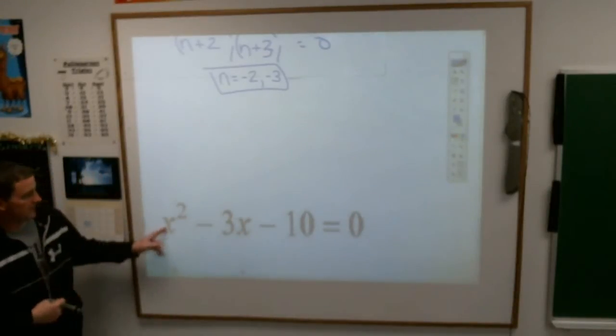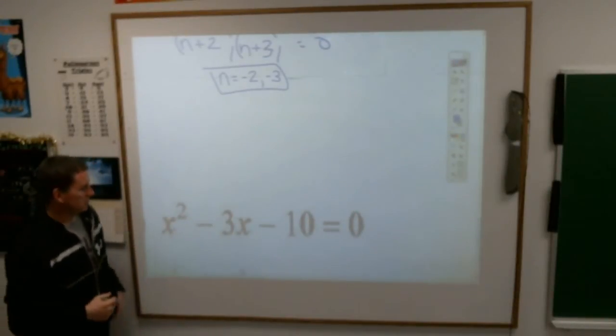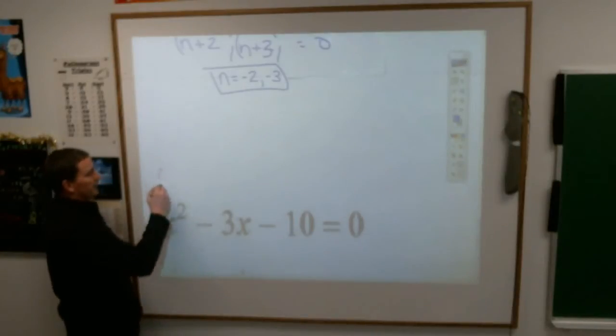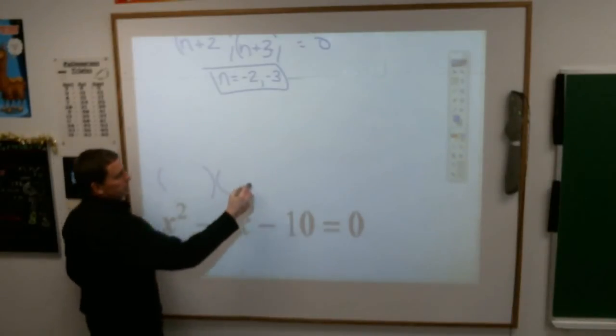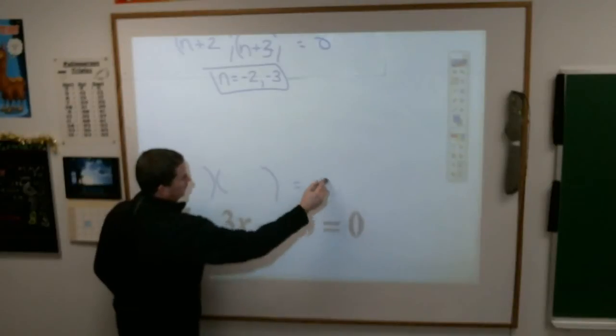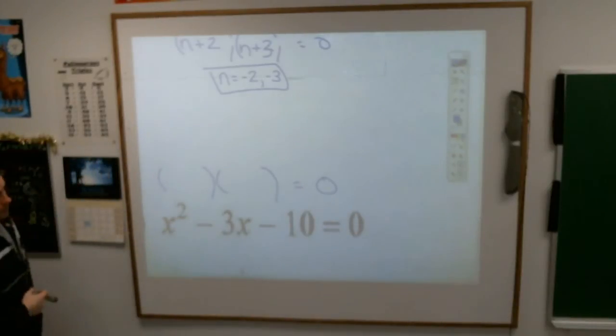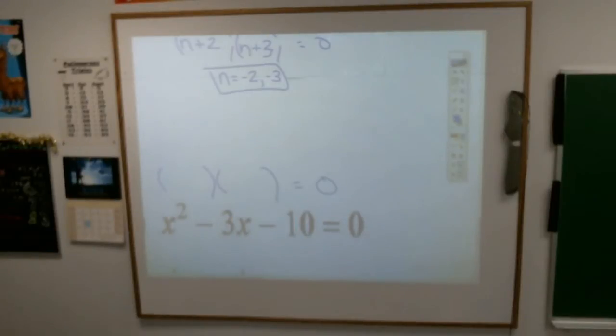Do this one for me: x squared minus 3x minus 10 equals 0. You need to factor that into two binomials. And when will those binomials equal 0? Good binomials.